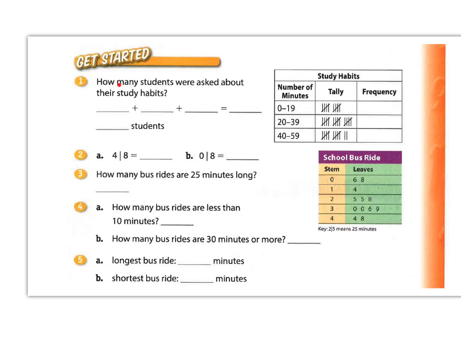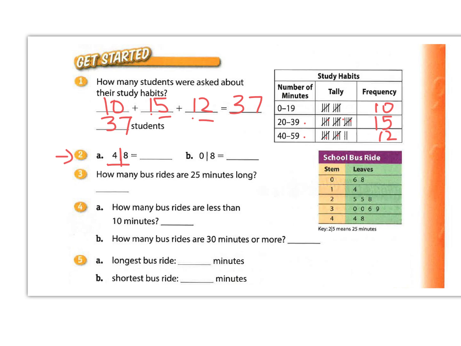All right, let's look here. It says, how many students were asked about their study habits? Well, we have study habits and we've got to add up those tallies. So 0 to 19 minutes, there were 10 people. 20 to 39 minutes, there were 5, 10, 15. And then 40 to 59 minutes were 5, 10, 11, 12. So that means for the total number of kids, we would have to add those all up. 10 plus 15 plus 12 equals 10, 20, 30 plus 7 is 37. So 37 students.